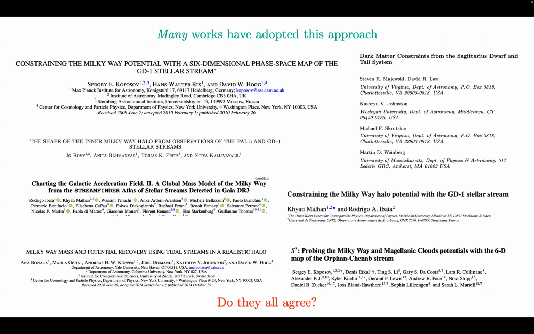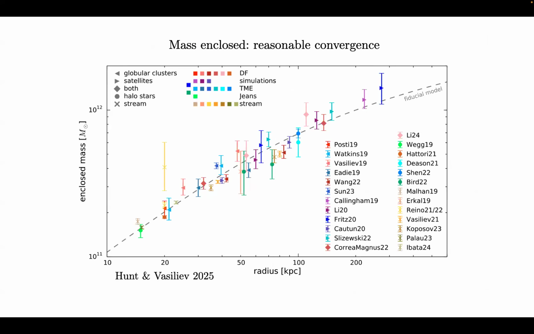This is just a subset of, over the years, different takes and attempts at trying to measure properties of the Milky Way with streams. And there was a recent review paper that very conveniently tabulated a lot of these measurements. I'll highlight the stream-based measurements here in blue, the little circles.